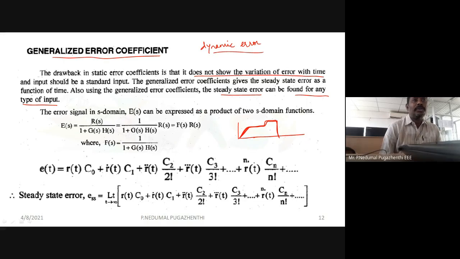Generally the error signal is considered as E of s equal to R of s divided by 1 plus G of s H of s, if you consider the transfer function between E of s and R of s, where R of s is the reference input and E of s is the deviation from the reference input. So this E of s can be expressed as the product of 1 by 1 plus G of s H of s and R of s.